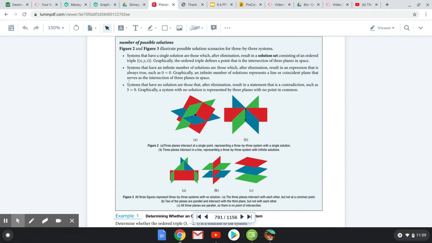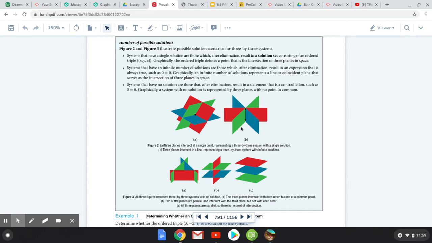So our three variables are x, y, and z. We can think of x as being right to left, y as towards us and away from us, and then z as up and down. So we've got three dimensions going on, right? So if you have one solution, that would be a situation where you have three planes intersecting in a single point. That would be one solution.